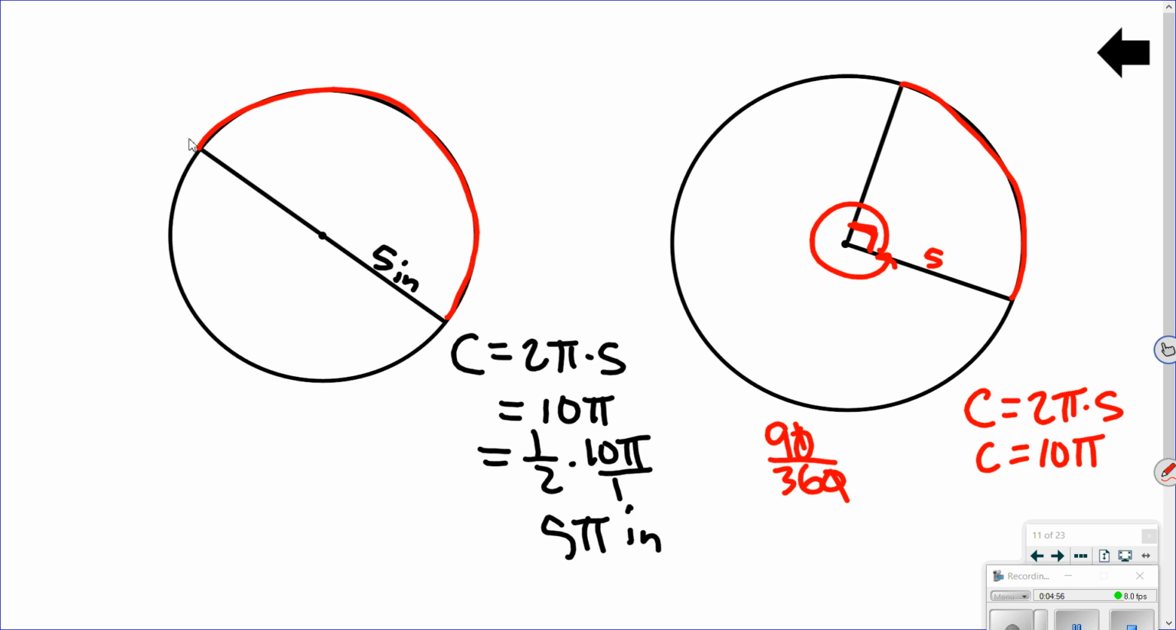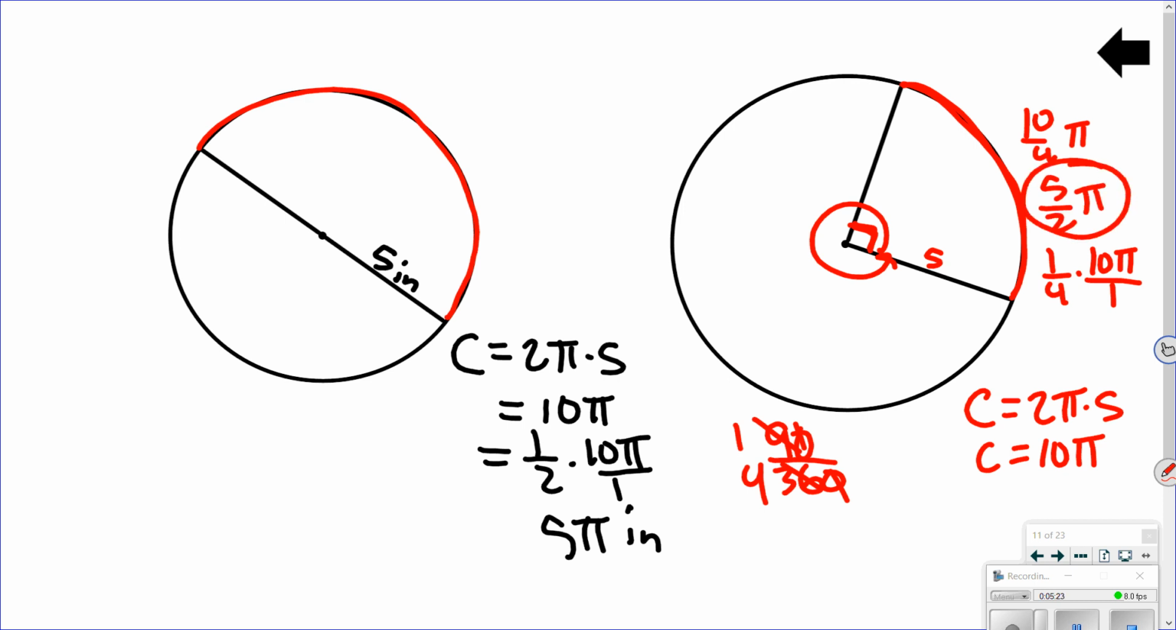9 over 36 divided both by 9 be 1 over 4. So we want to find what is 1/4, or this arc represents 1/4 of the entire circumference. So I take my circumference, and I'm going to take 1/4 times that, 1/4 times 10 pi. That ends up being 10/4, which you can reduce. 10/4 reduces to be 5/2 pi. That's my exact answer.